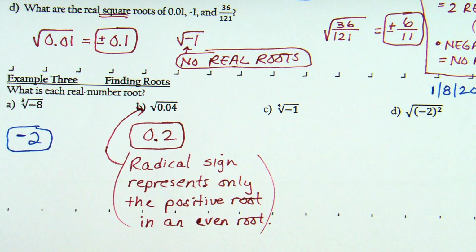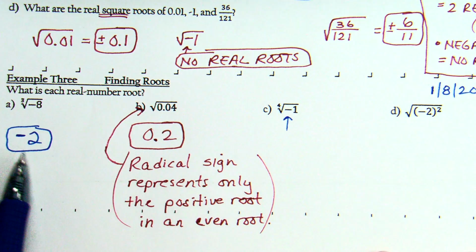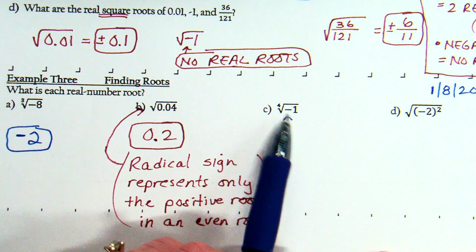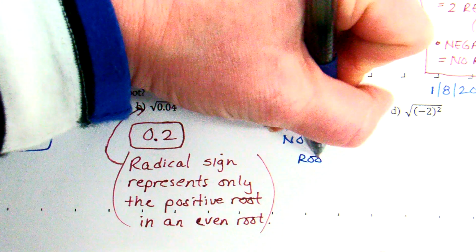Okay, so this is no real roots because it's an even root, right? We can't take an even root of a negative. We were okay over here on A because it was a cube root, right? Odd roots, you can just carry the sign down. Even roots, can't do it. And your calculator backed you up on that, right? No real roots.